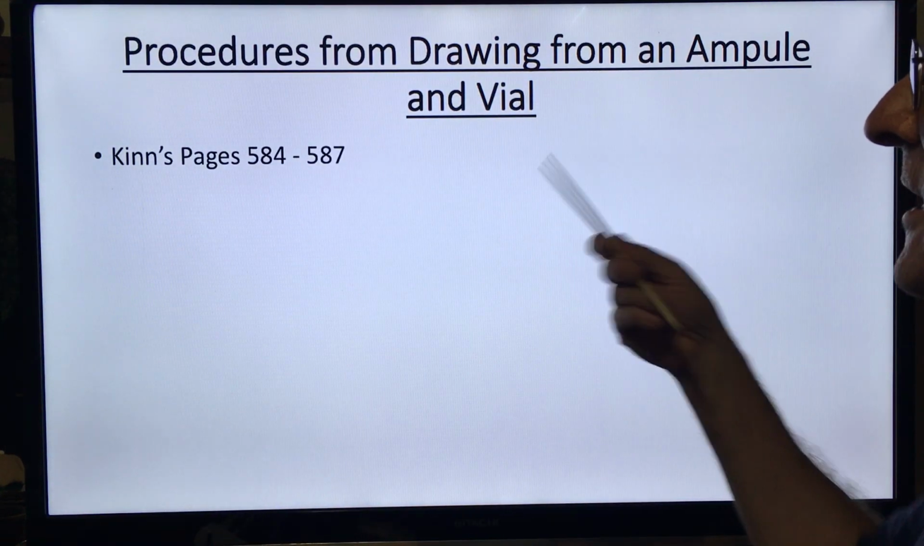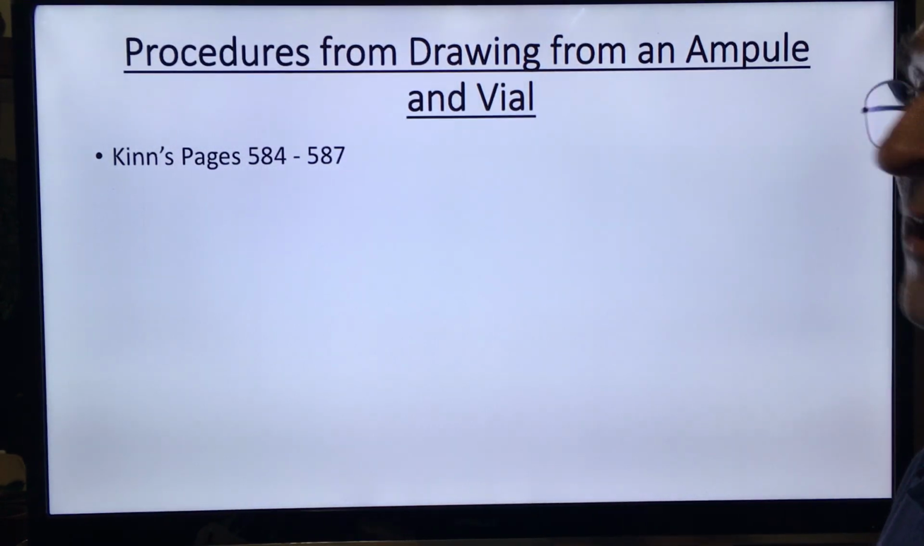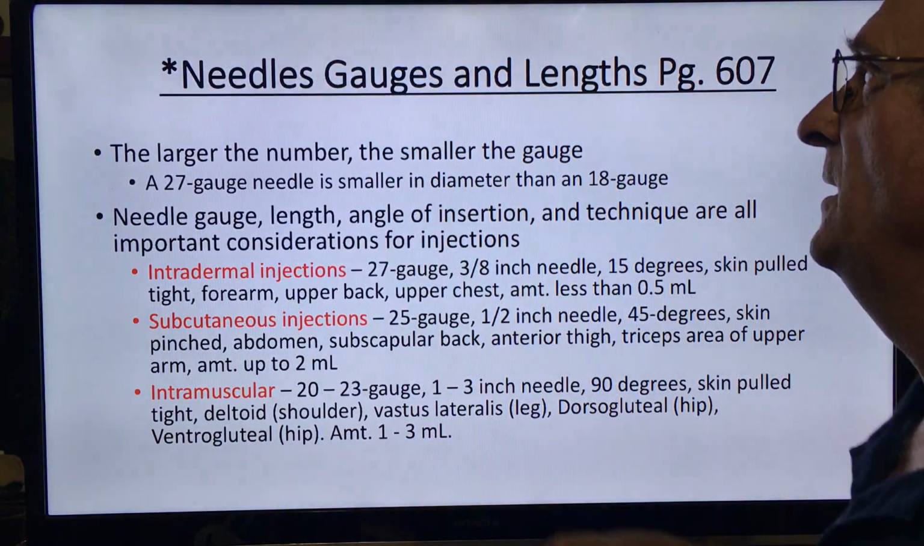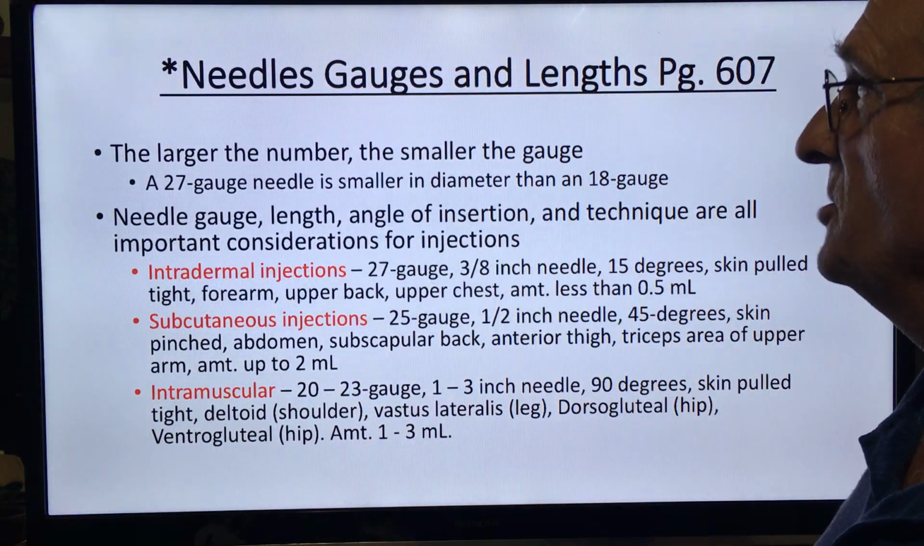So I'm going to go over the procedures for drawing up these things a little bit later on in a different video. Let's talk about needle gauges and lengths.